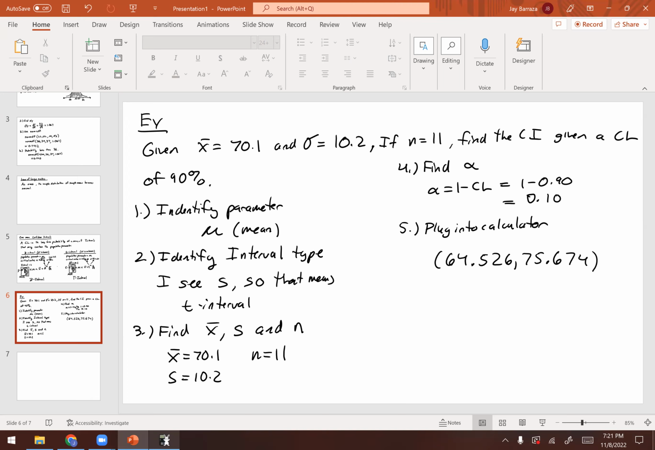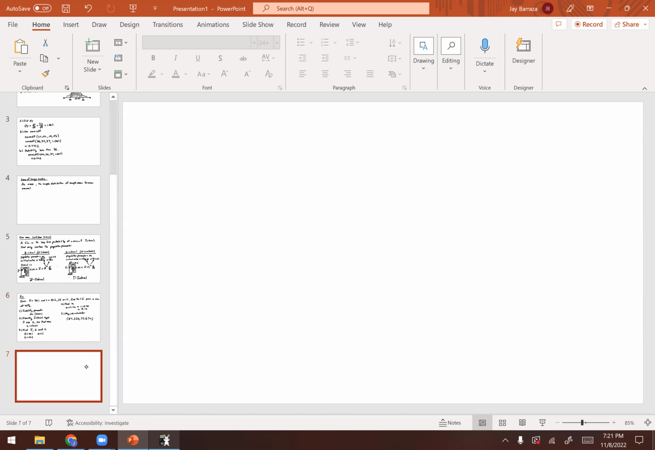It's going to become a Z interval. That's it. If I use the symbol sigma, now it's a Z interval and everything is the same, except the number at the end might be a little different, right? So all that changes is the symbol sigma. It's the same thing, right?